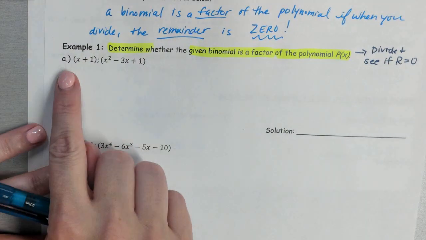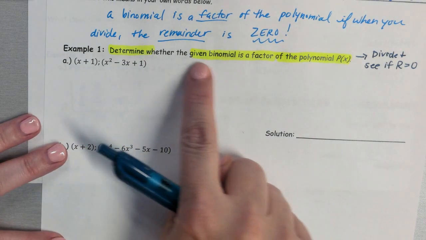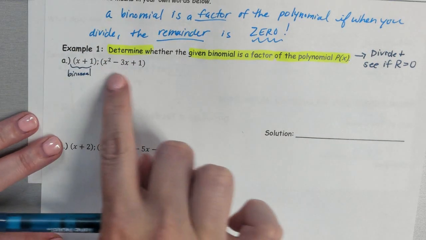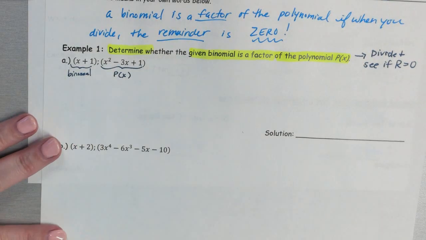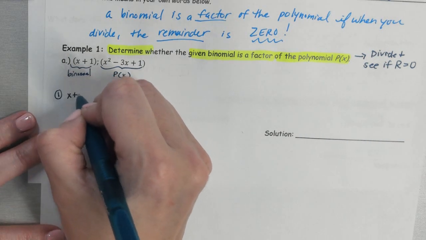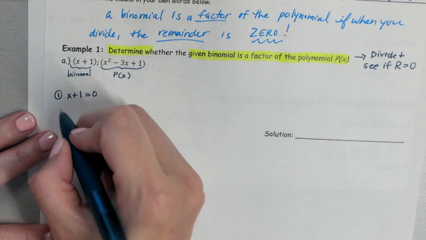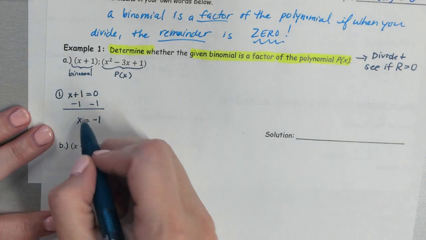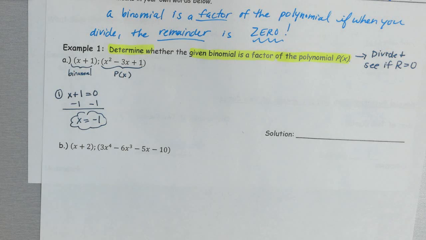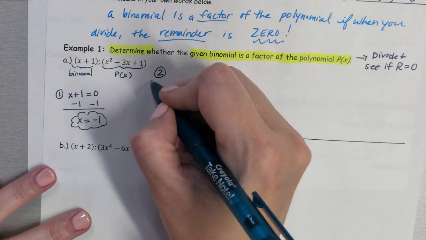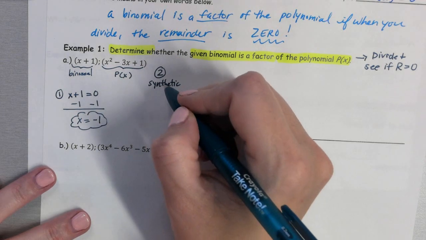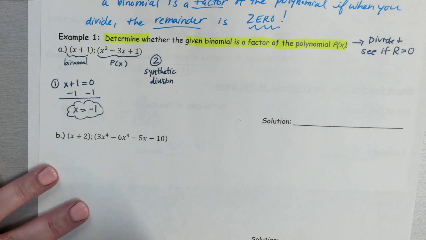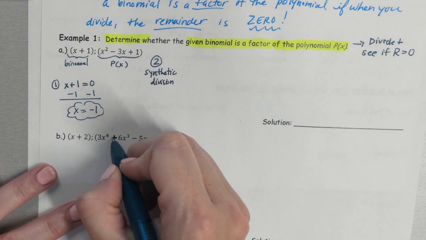So step 1, look how they list these out. They're saying determine whether the given binomial is a factor. So here's the binomial. Is that a factor of p of x? With the binomial, if we're going to do synthetic division, we have to set it equal to 0. So x equals -1. Then step 2 is going to be the synthetic substitution, or synthetic division. Really, either one is fine. And then we are changing this to plus. I know sometimes you guys like to work ahead of me.